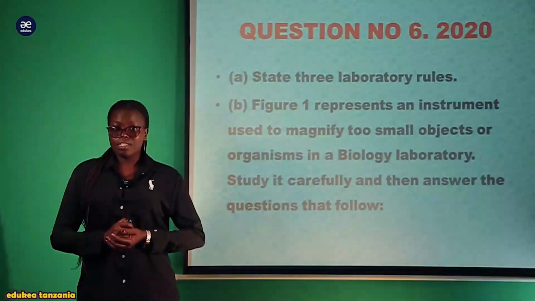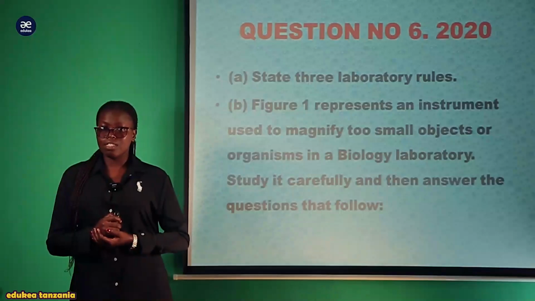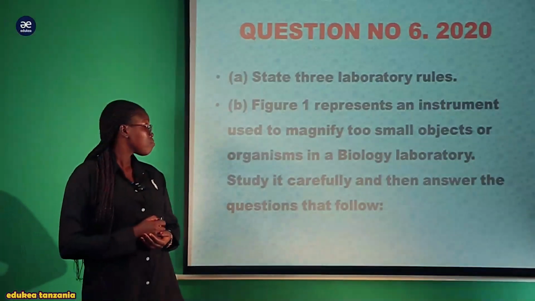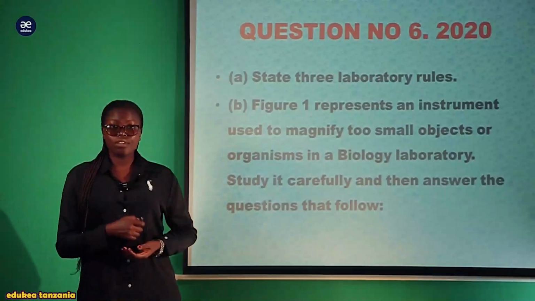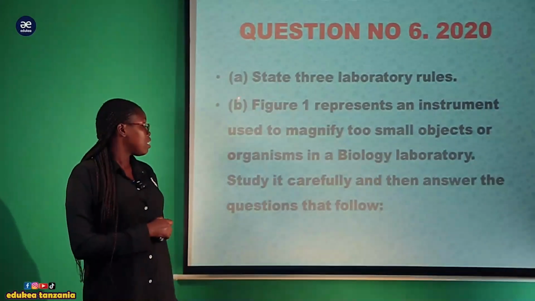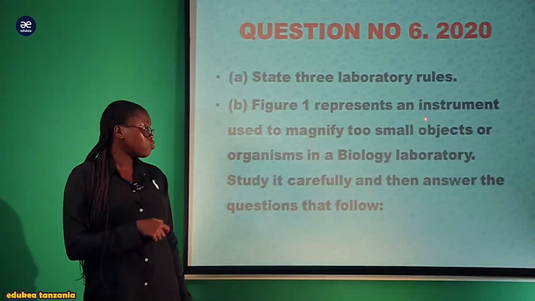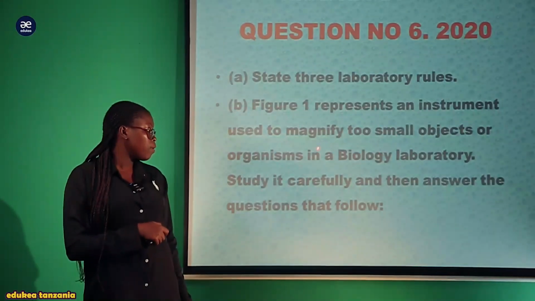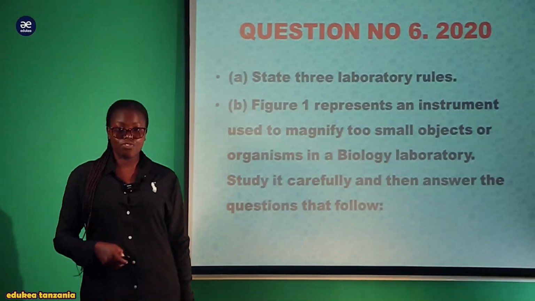And that was all about question number 5 for the year 2020. Question number 6 for the year 2020 stated that: Roman A, state 3 laboratory rules. And Roman B, figure 1 represents an instrument used to magnify small objects or organisms in the biology laboratory. Study it carefully and then answer the questions that follow.